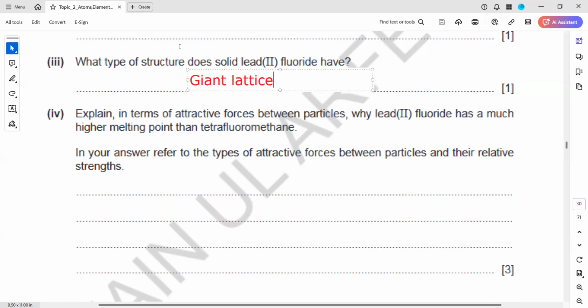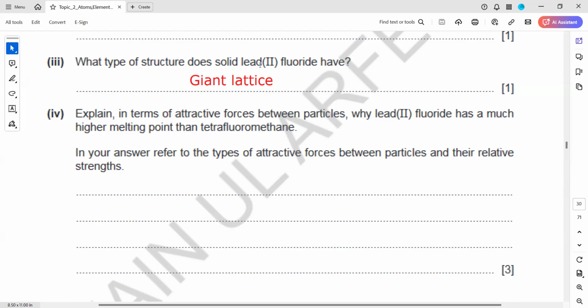Why giant lattice? Because it's an ionic compound. An ionic compound is a giant lattice. Explain in terms of attractive forces why lead(II) fluoride has a high melting point. In your answer, refer to the type of attraction between the particles and their relative strength.